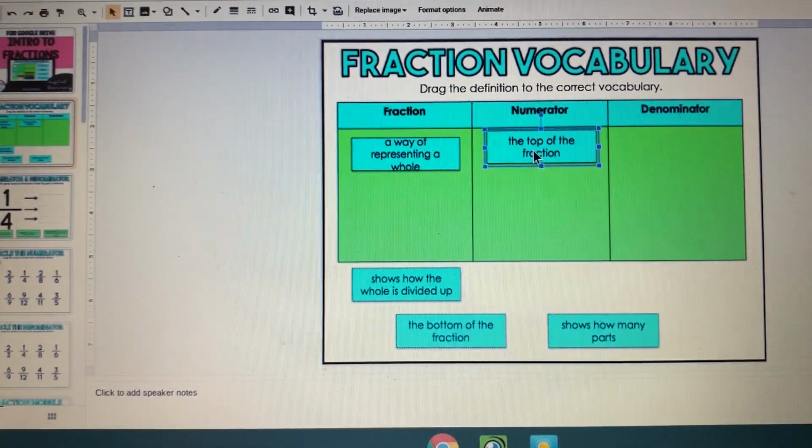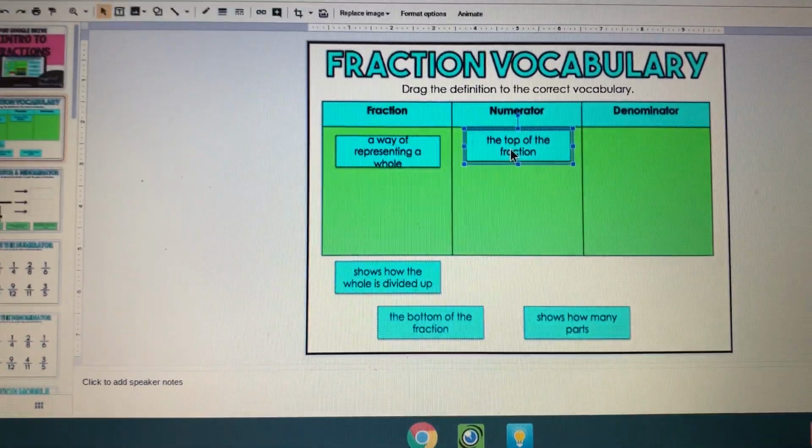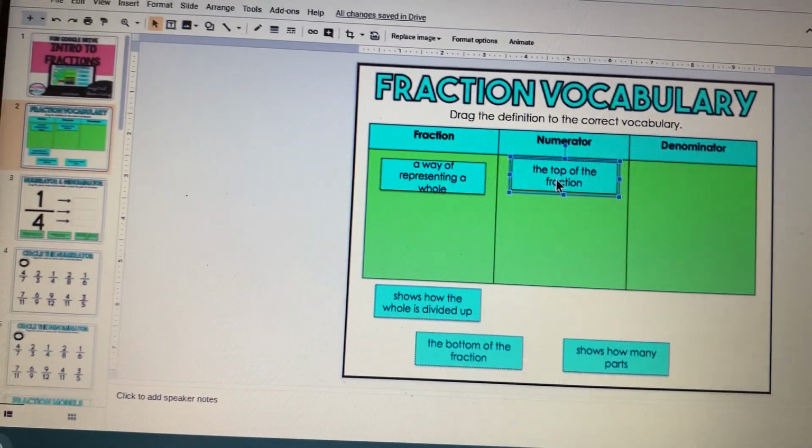And I'm sorry if the screen's a little shaky. I'm holding it with my left hand while I click with my right. So like I said, just bear with me.